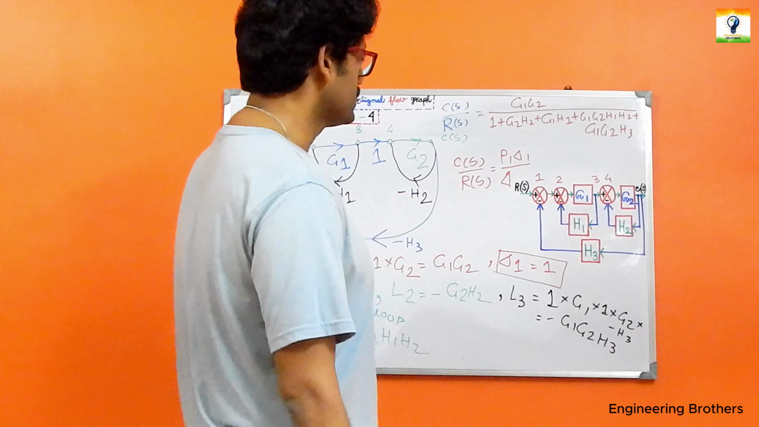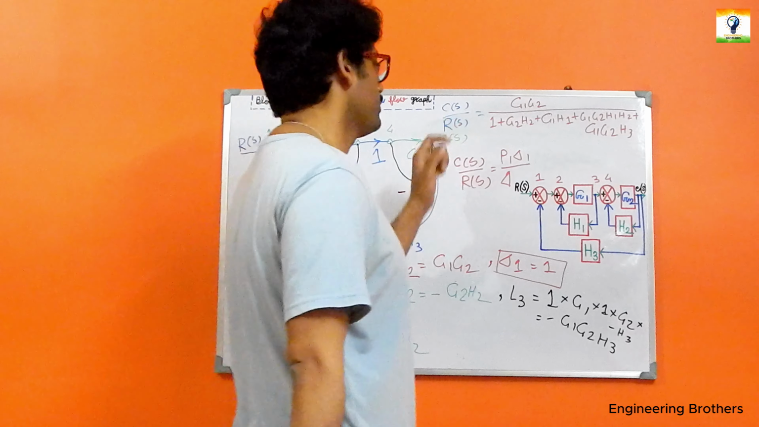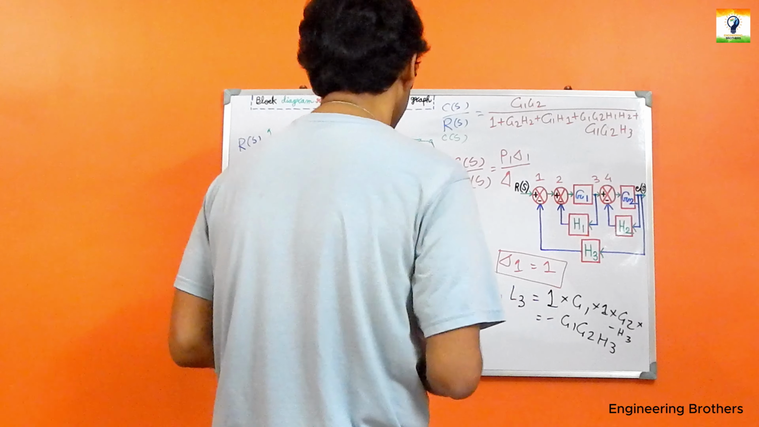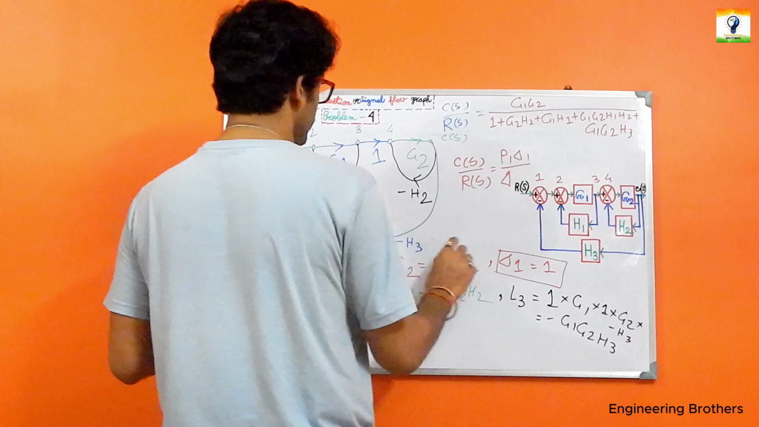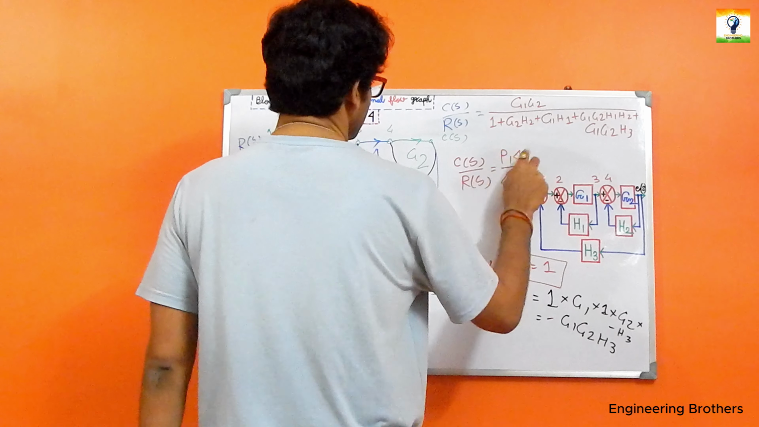Now in our given expression, as we are having only one forward path over here, that is why we can say that the forward path of P1 will be considered over here, and that forward path will be connected with our delta 1 over here.